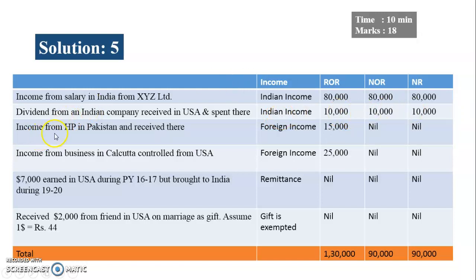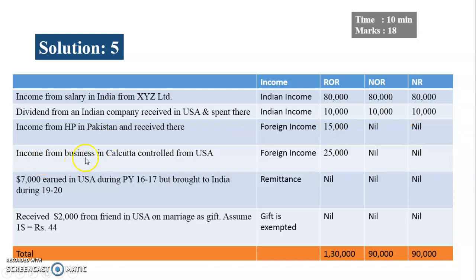Third one is income from house property in Pakistan and received there. It is not the property in India, it is in Pakistan and the income is also received outside. So in this case it will be a foreign income. Okay, foreign income will always be taxable in case of ROR, not in NOR, because in NOR there are 2 conditions regarding the business and the profession. So house property is nothing related to any of them. So in the NOR case also it will not be taxable. In the NOR case, foreign income is not taxable.